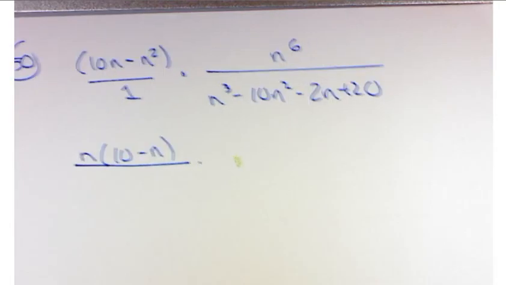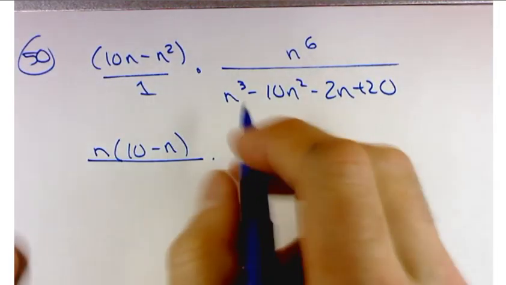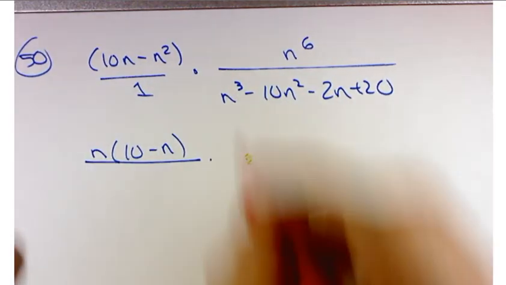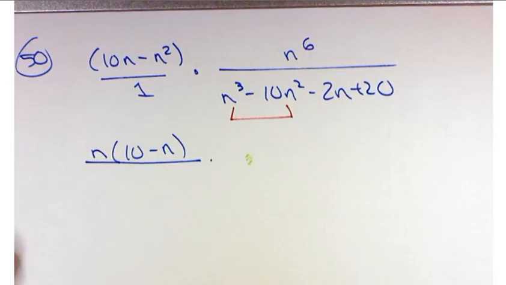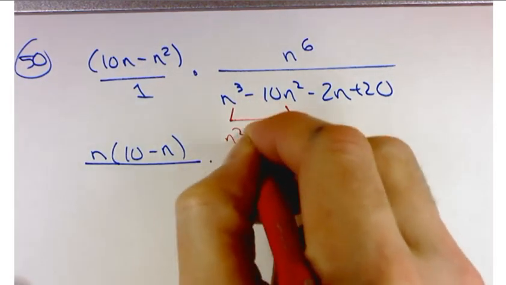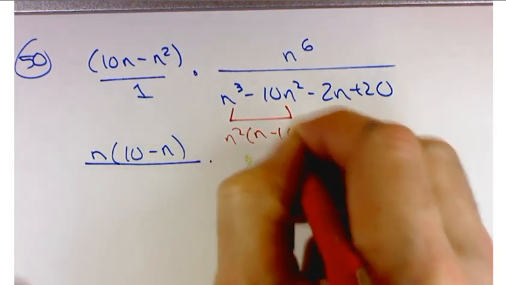So see how our new little timeout system here works. Over here, I need to factor by grouping. So let's look at the first pair. What can I factor out of n cubed minus 10n squared? What's common? N squared, good. So n squared times n minus 10.